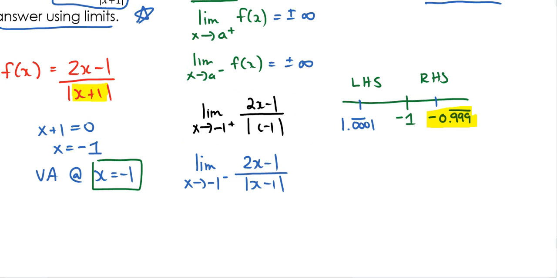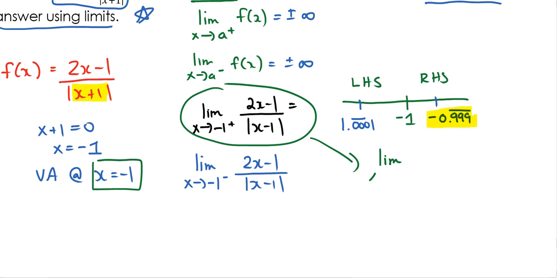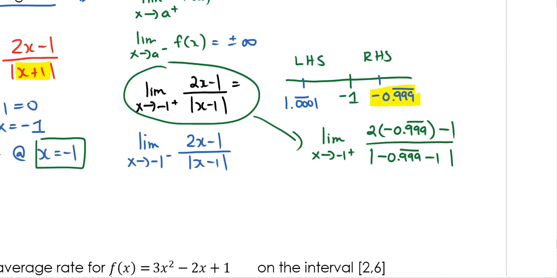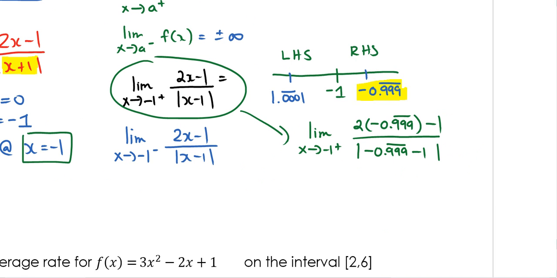Okay, now if I do that, I'm running out of space here, so I'm just going to rewrite this down here. So if I do insert those numbers, I would get 2 times -0.999 repeating minus 1, divided by the absolute value of -0.999 repeating minus 1, close bracket. Let me just put the absolute values in black there.